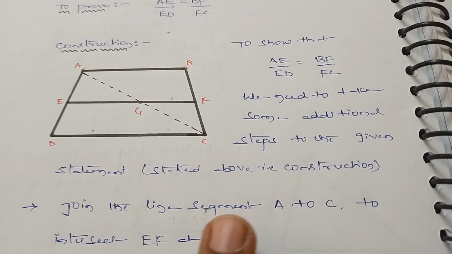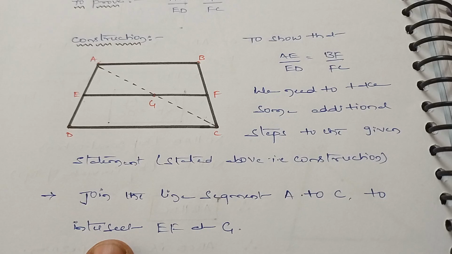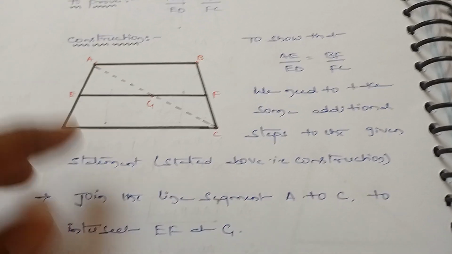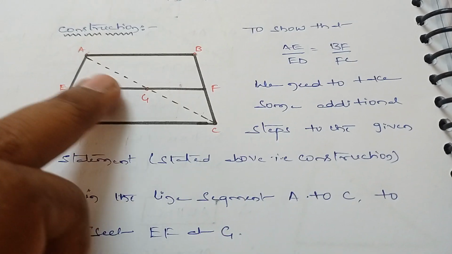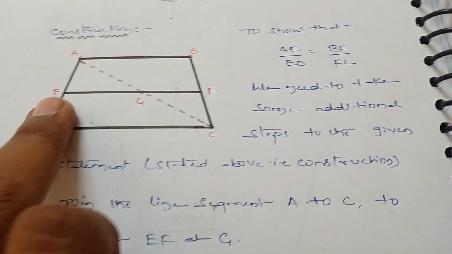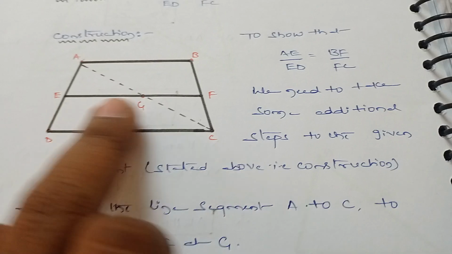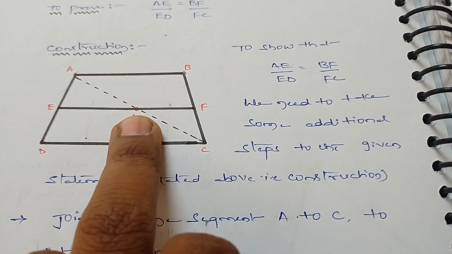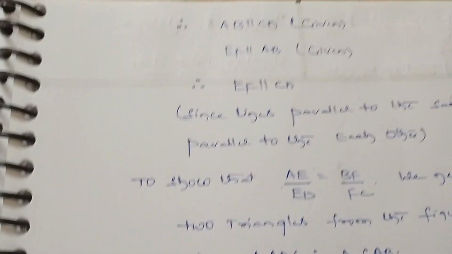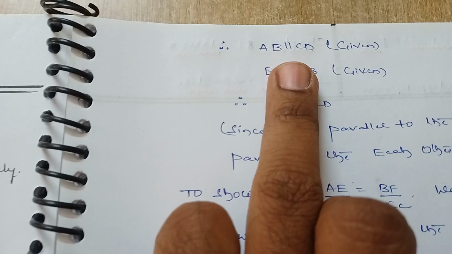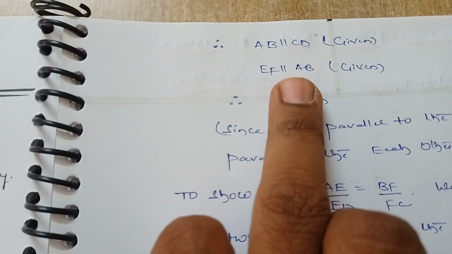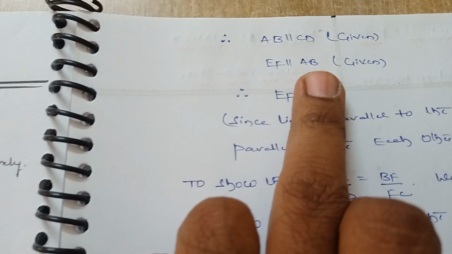Therefore, join the line segment A to C to intersect EF at point G. Draw this as a dotted line. This dotted line meets the line segment EF at the point G. Now, given that AB is parallel to CD, that is given in the question, and EF is parallel to AB, that is also given in the question.